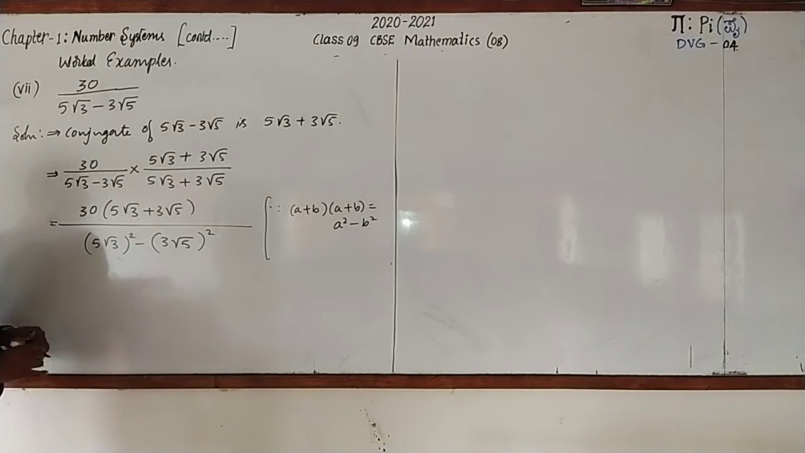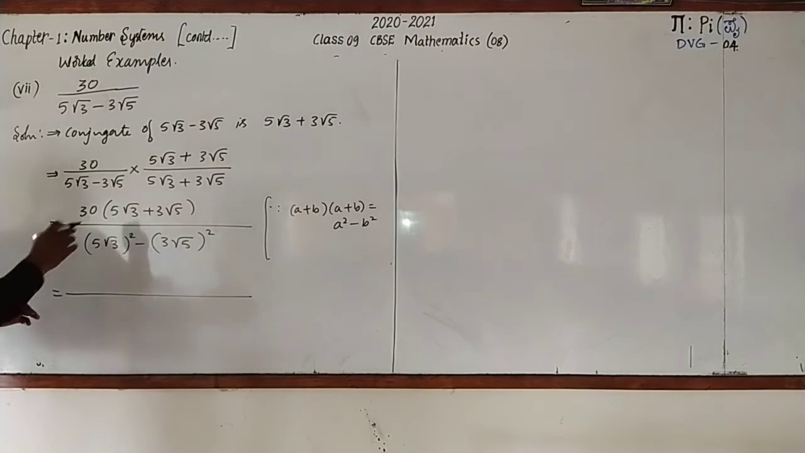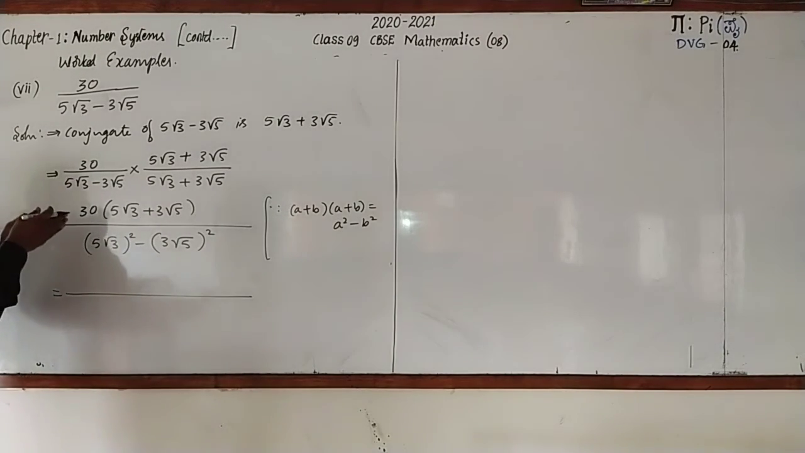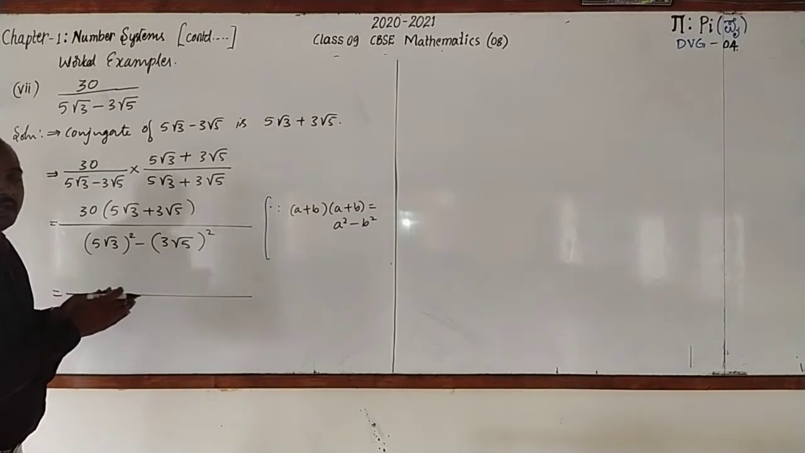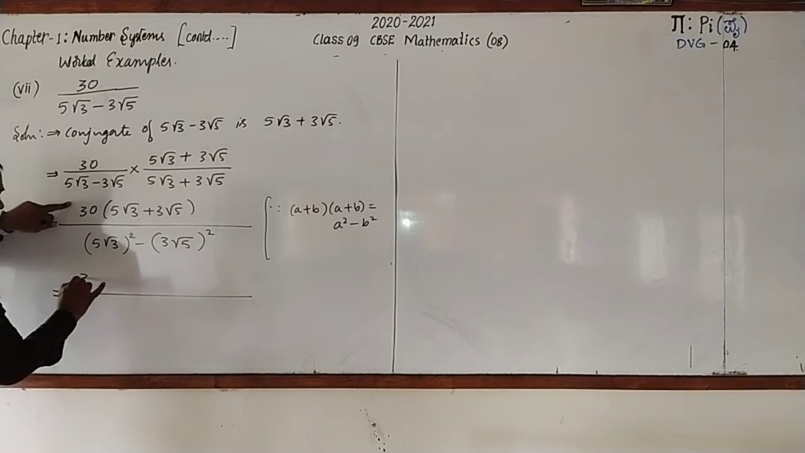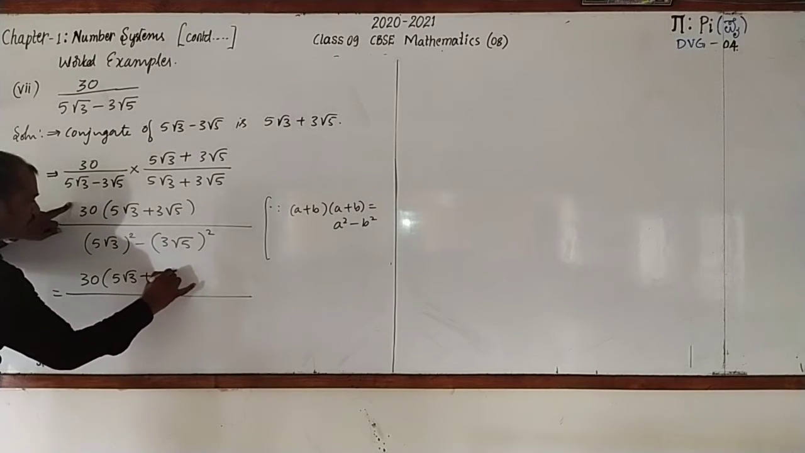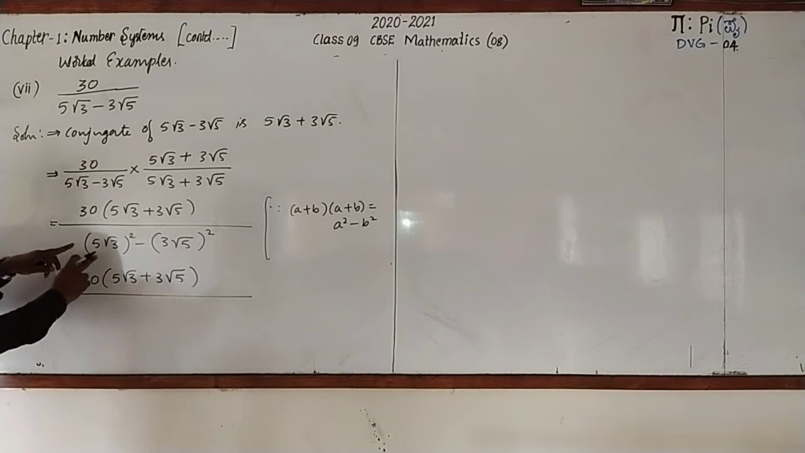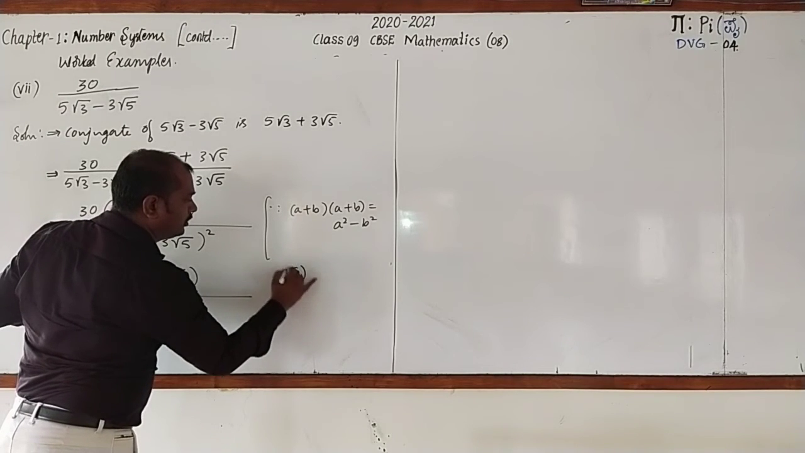This is equal to, I am not going to multiply 30 with both the terms. As I said, it should be kept as it is till the end. Reason is, at the last there is a chance of cancellation. Now, 30 into (5 root 3 plus 3 root 5), and in the denominator, 5 root 3 whole square.